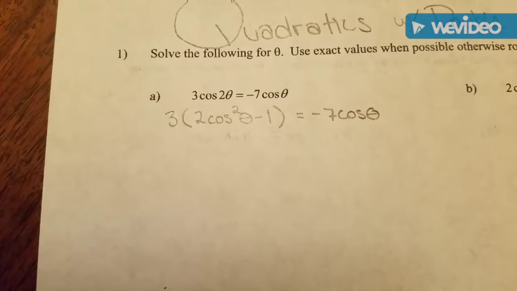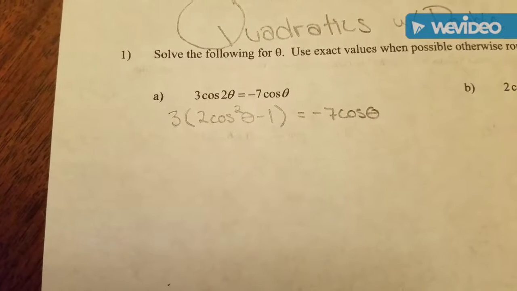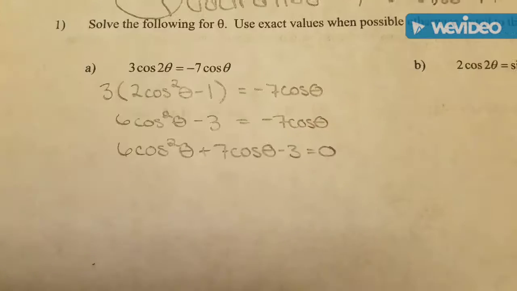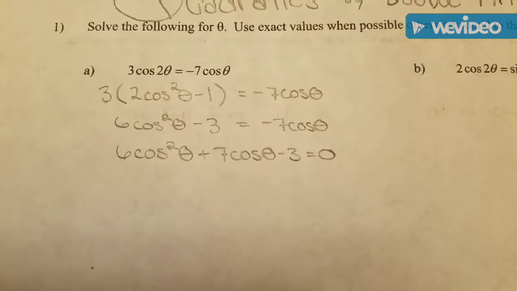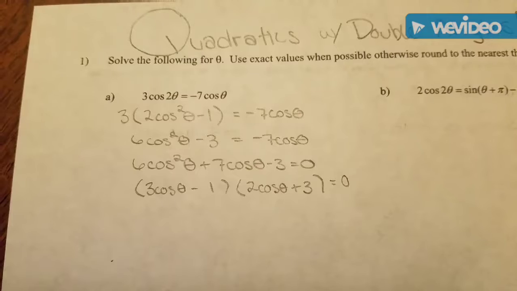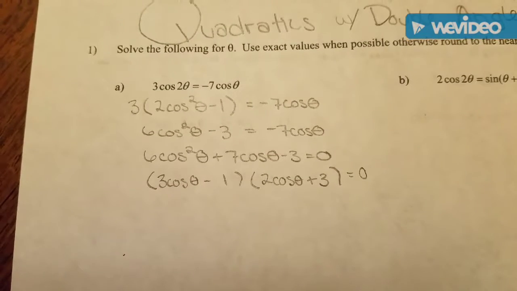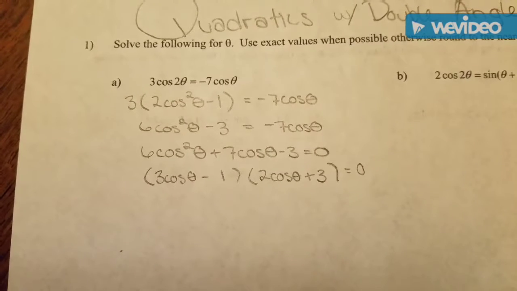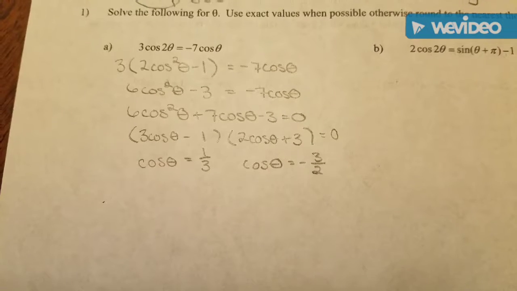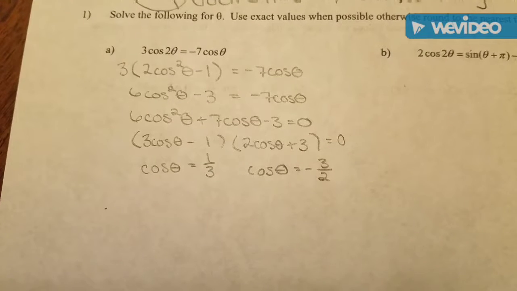So the rewritten equation will look like this. Now we can distribute the 3, move everything over to the left side, and then we'll factor. This equation ends up factoring to 3 cosine theta minus 1 times 2 cosine theta plus 3. Now we're going to solve for cosine theta, just as we would in a regular quadratic. This gives us cosine theta equals 1/3 and cosine theta equals negative 3 over 2.